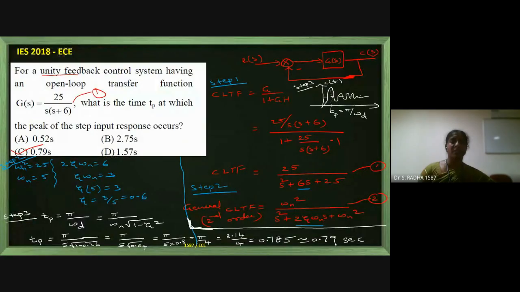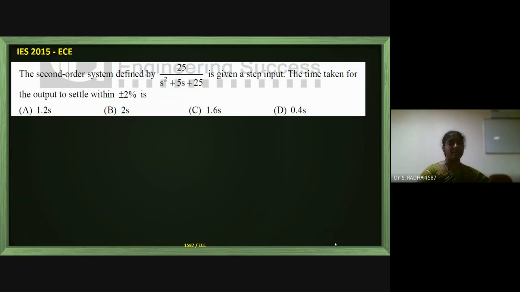Find out. You can see in step 1 what we have done, and in step 2 and step 3 what we have done. Now I am going with the next problem. This is from the 2015 IAS paper. The second order system transfer function is given.